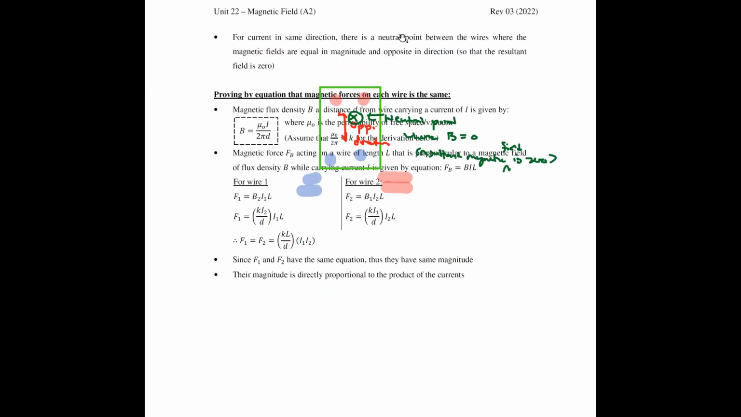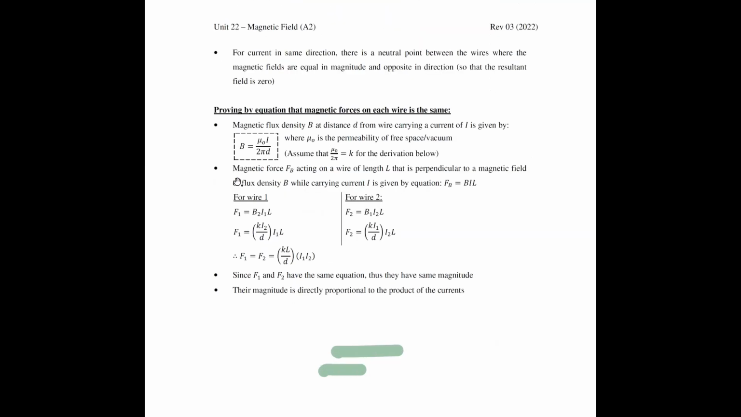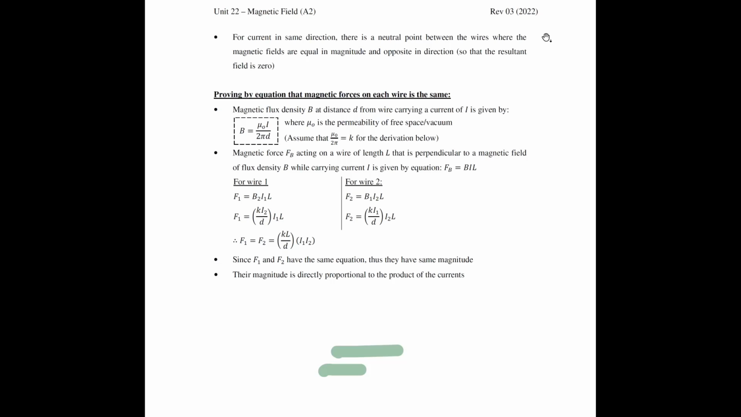Now, for the case just now where I mentioned that when currents are acting in opposite direction, when the currents have different magnitude, the magnitude of the force experienced is the same. Other than referring to Newton's third law to explain why they are going to be the same, you can actually also prove it by equation, okay? The proving by equation one is actually not so common because it's a bit tedious, but I'll just show you anyway because your exam question sometimes refers to this answer.